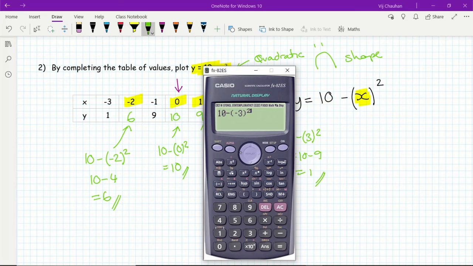Now one thing you might want to do, if you use the scroll button, rather than constantly entering the question, is be a little bit smart and change just the digits and then press equals, and that should give me 6, which it does, and that's absolutely fine.